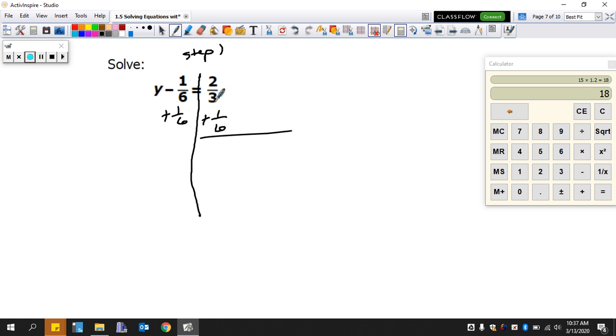We notice here we have a 3 as a denominator and a 6 as a denominator. That means the common denominator is going to be 6. So we multiply the top equation by 2 over 2. That gives us 4/6 plus 1/6, which is 5/6. This cancels out. y is equal to 5/6.